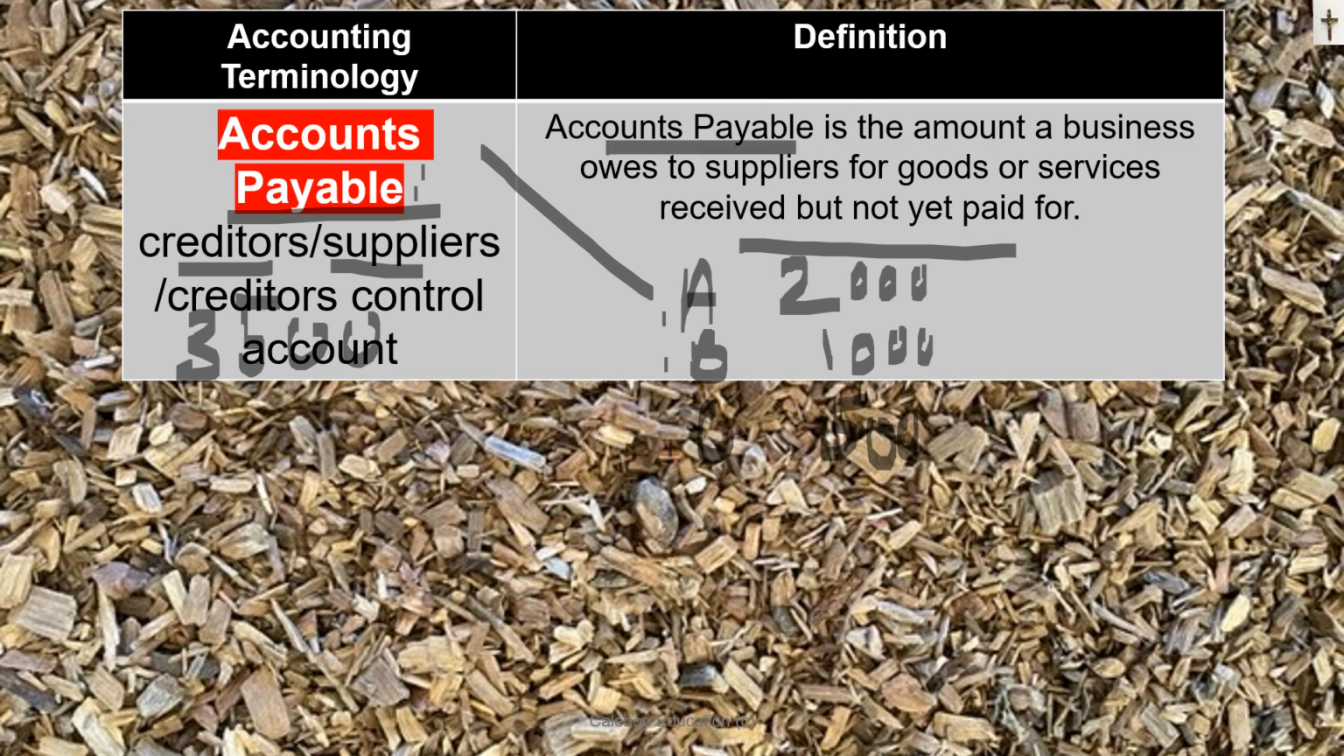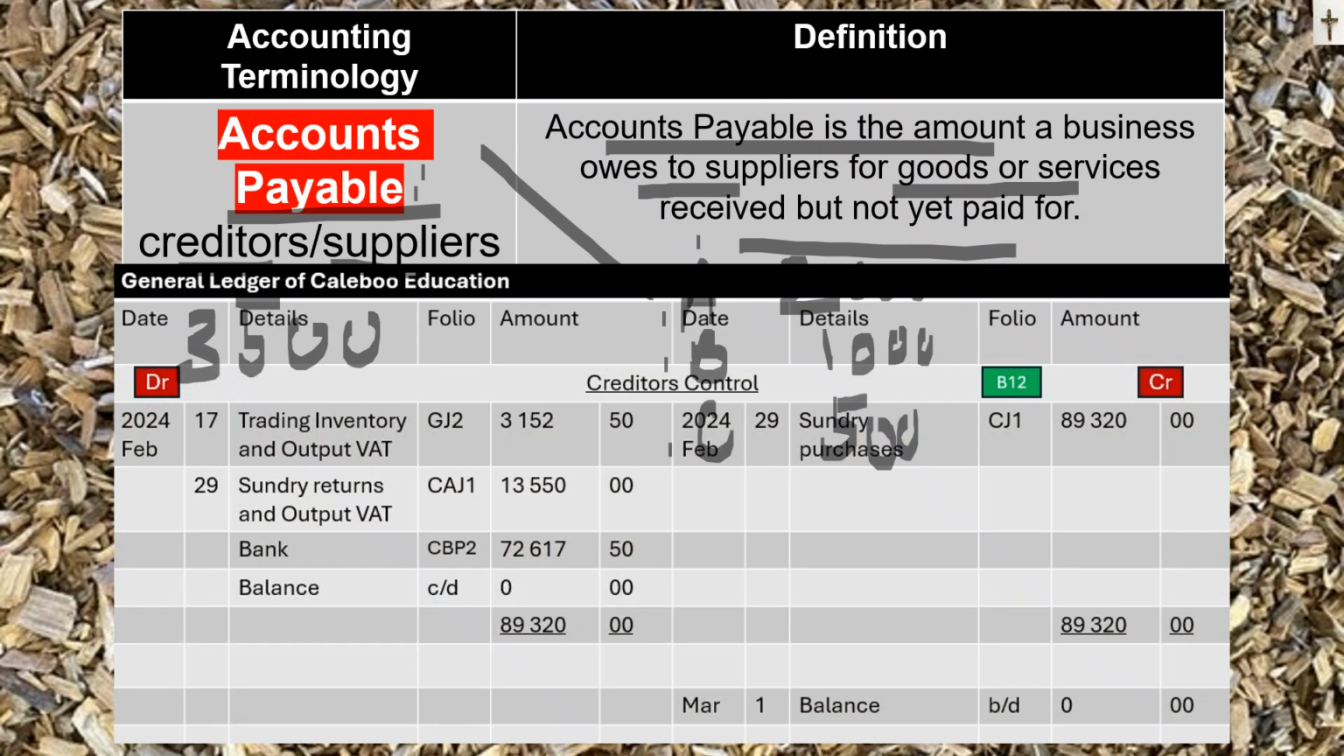So accounts payable is the amount a business owes to suppliers for goods or services received but not yet paid for. So for goods or services bought on credit. This here is an example of an accounts payable account in the general ledger.